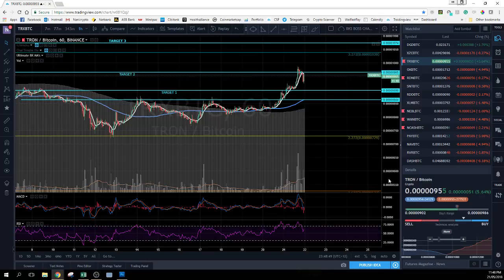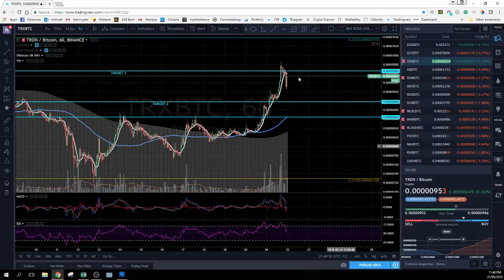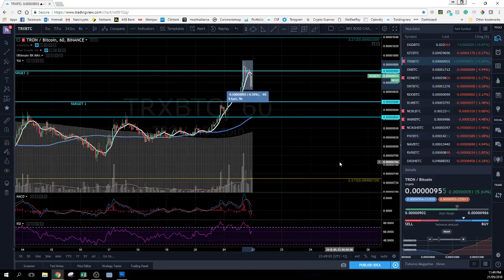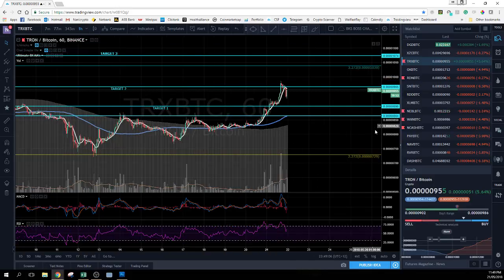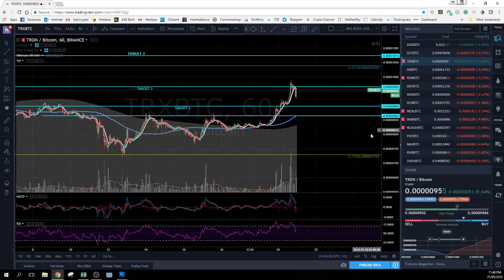Yeah, so it definitely could just have done a bit of a correction. We use this ruler over here. It's at a 6% correction, which isn't that bad. It's just a bit of a pullback, but it could keep on going. I'm happy with my 15%, so for now I'm not going to jump back in.